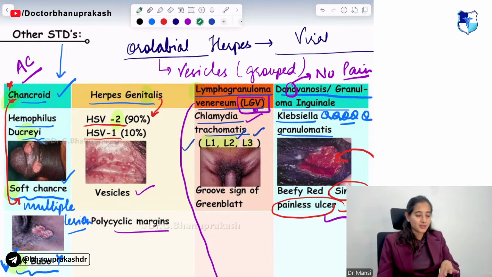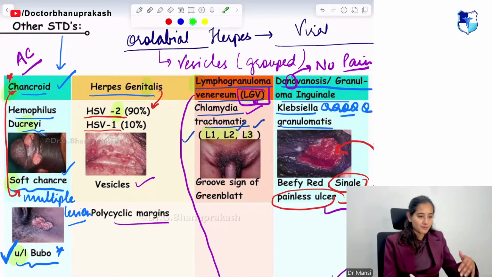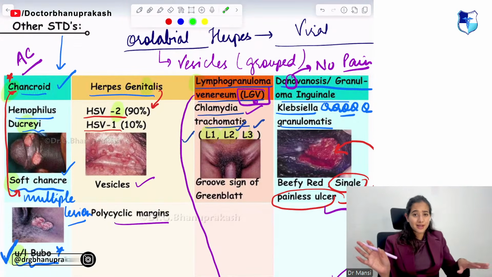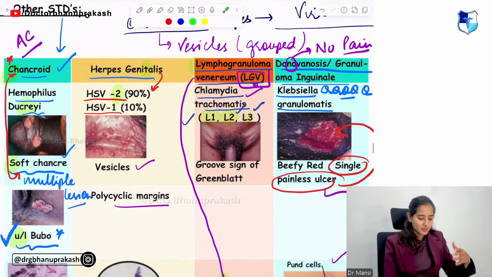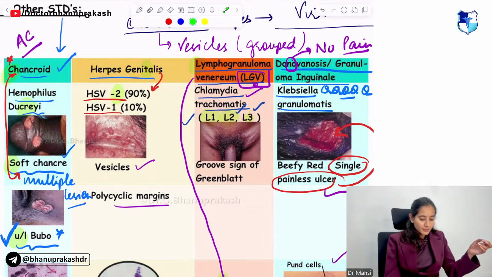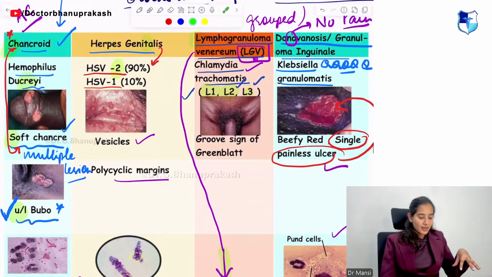So donovanosis, when you see "do no", no pain is going to be there. Okay, I'm just repeating it because it is one of the important topics. And "do cry", this cry mnemonic everyone knows already. So cry because it is painful, multiple lesions are present. With the CS thing, you remember the whole condition, and there will be a unilateral bubo present in them.